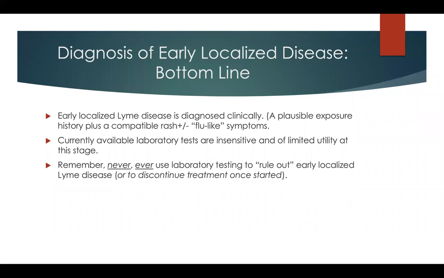Remember, it's not usually in the blood at that point. So if you do an antigen test in the blood, you're not going to pick it up. It's got to be early disseminated before you see the antigen in the blood, and that usually takes 3 to 4 weeks to happen. So I can't stress enough, never ever use laboratory testing to rule out early localized Lyme disease. And just as importantly, never use it to discontinue treatment if you've started it.